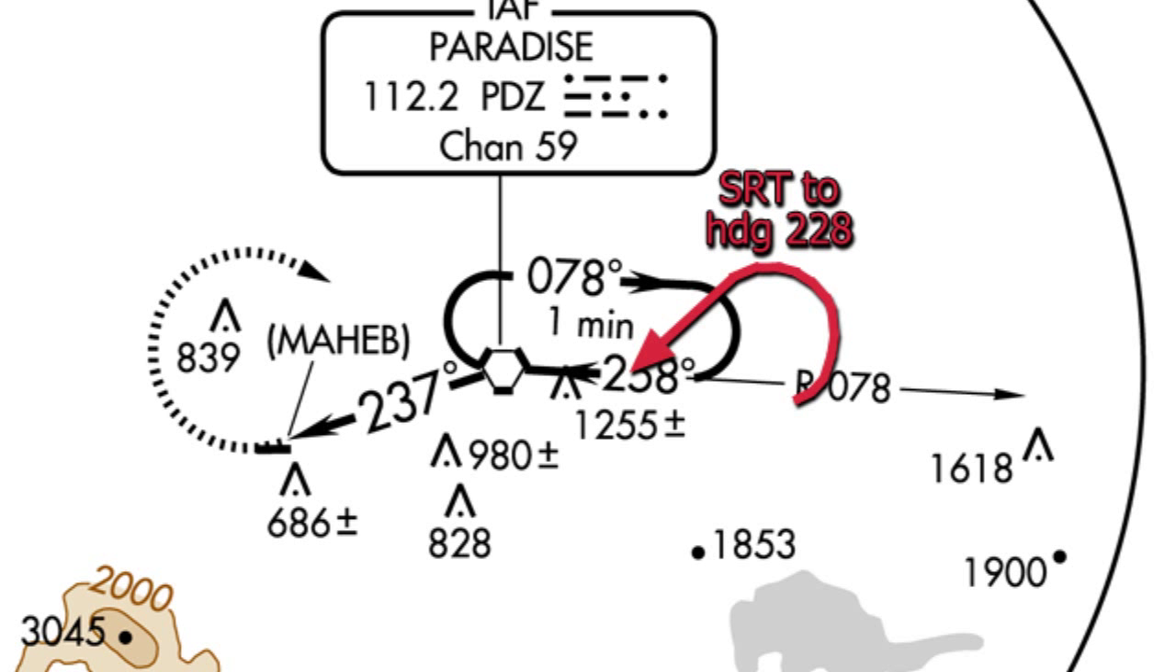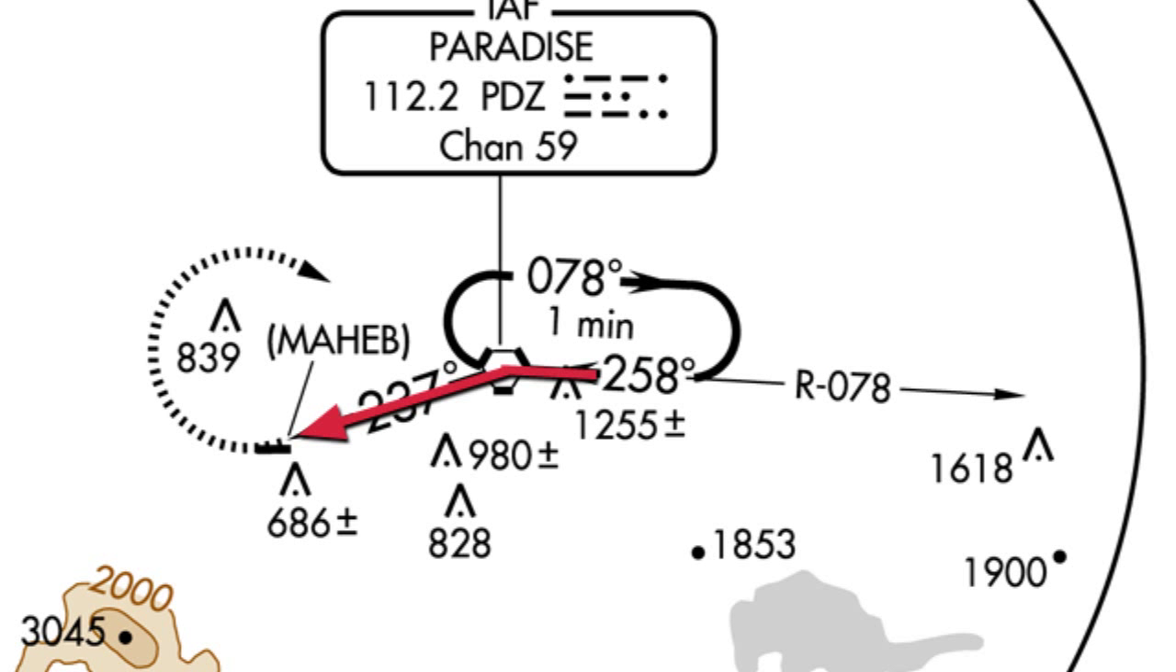A good rule of thumb for intercepting VOR radials or VOR headings is 30 degrees. And then after intercepting a heading of 258 to the VOR, we'll overfly the VOR, then establish ourselves on a radial of 237 from the VOR and do the rest of the approach.